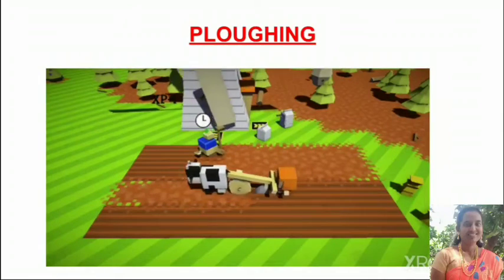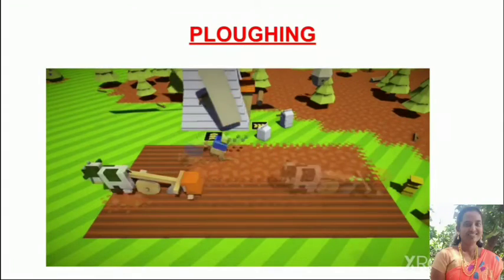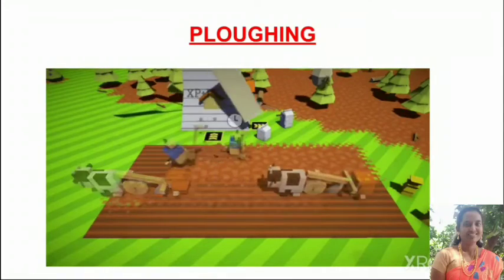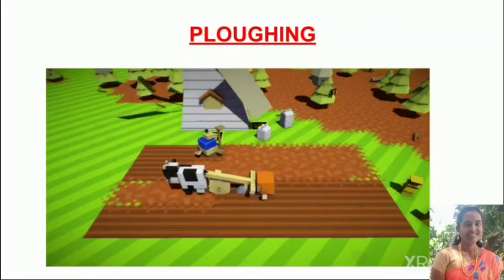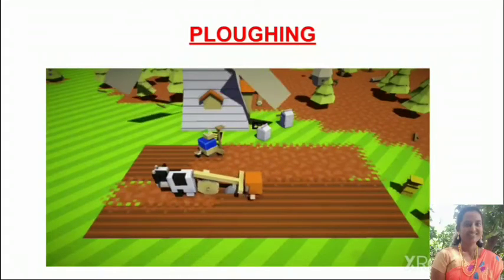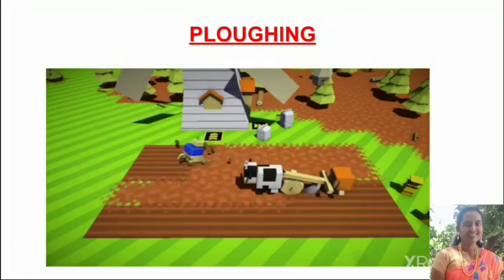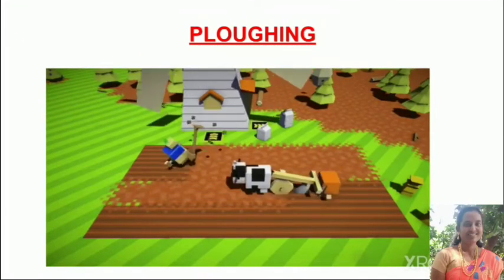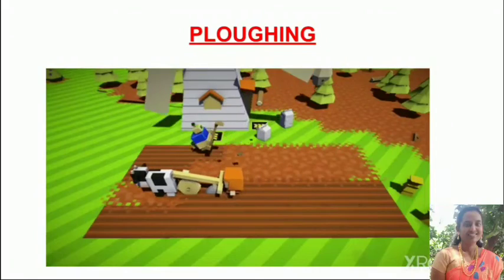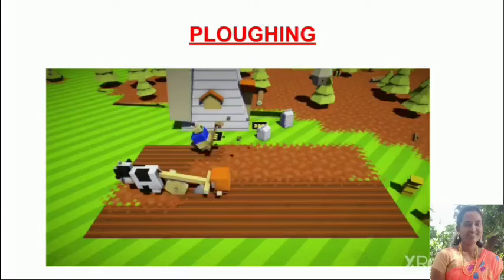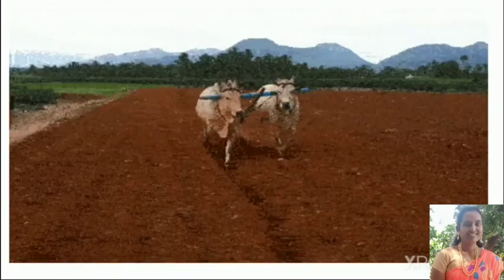Ploughing is otherwise called tilling. It is the process of turning the soil upside down. The ploughing facilitates the availability of nutrients for the crops. This ploughing can be done manually or by using machines. Some important things which are used in soil preparation are the plough.